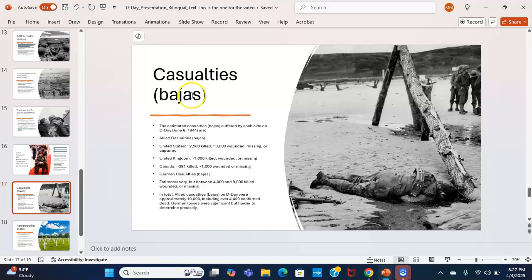Casualties or bajas. The estimated D-Day losses included U.S. 2,500 killed for the United States. United Kingdom had about 1,000 killed or wounded. Canada had about 381 deaths. And German casualties ranged from 4,000 to 9,000. We present these with bilingual labels for clarity, and I included casualties or bajas.